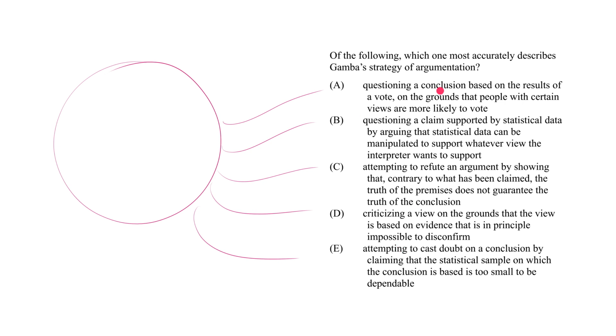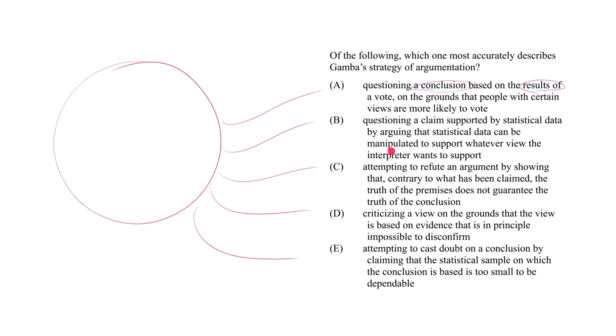Like, can't you imagine an argument questioning a conclusion based on the results of a vote on the grounds that people with certain views are more likely to vote, without even knowing what vote this is, like what's the subject of the vote? Decriminalization of street drugs. Maybe we're talking about local tax changes to fund education. The point is, it doesn't matter. This answer choice is supposed to be general and abstract because it's supposed to be able to apply not just to this argument, if it's the right answer, but also to other arguments.